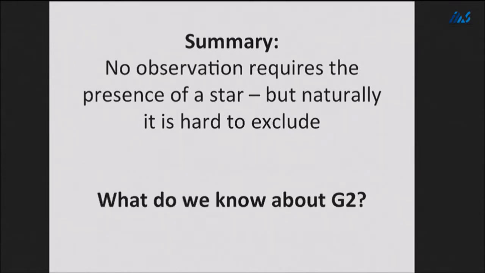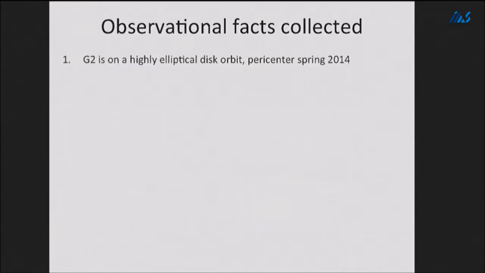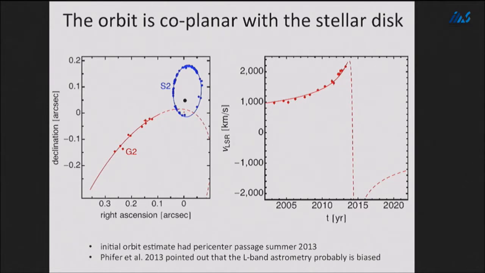What do we know about G2? I think the first point to make is that we know that G2 is on a highly elliptical orbit, which passed pericenter in 2014, and that orbit coincides with the stellar disk, which I've just shown to you. You can see here the orbit again. It's well defined in the sense that you measure an acceleration. You do see a change in radial velocity. You actually see a change of the changing rate in the acceleration. So there's more than 6 dynamical quantities defined, so that orbit is very well defined.